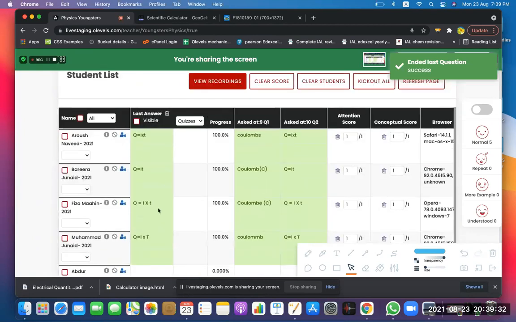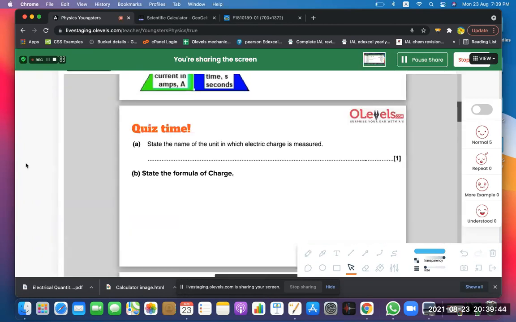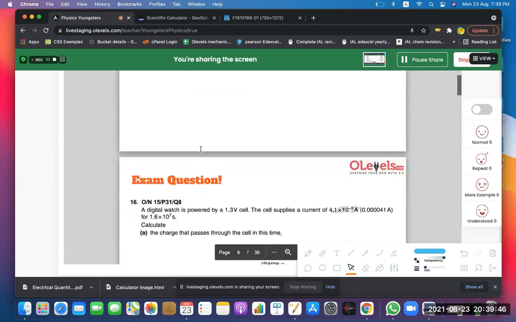Correct. Q equals I t. Muhammad, here this t should be small. The letter t for time is always small. Very good, everyone. Keep it up. Now let's move on.